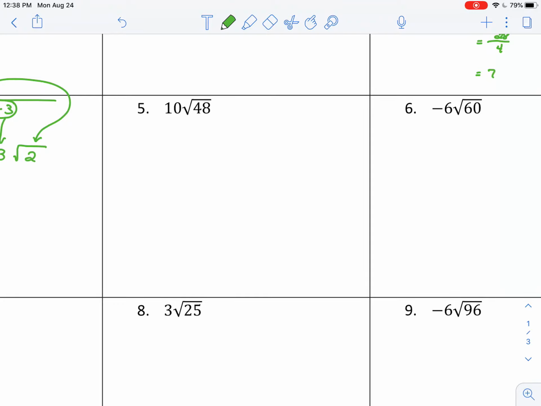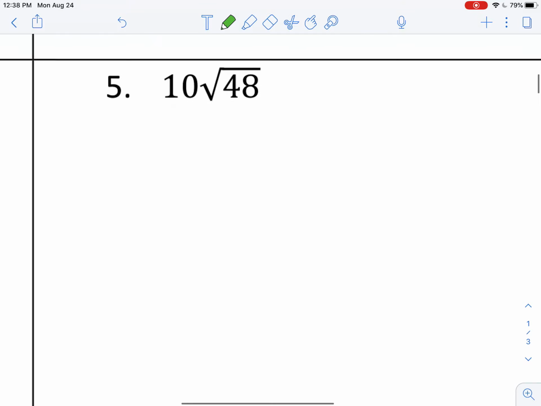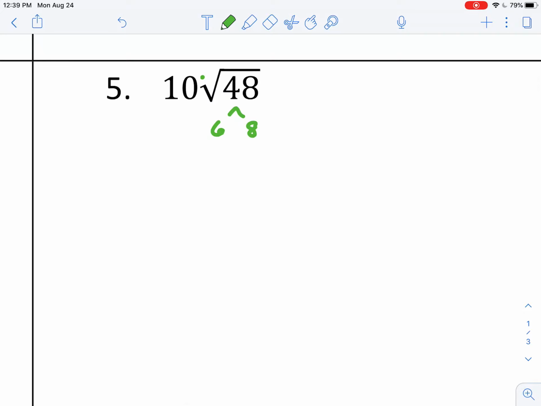We're going to do the same process with number 5. What I want to point out, number 5 is a lot like number 3, where there's this number out front, this coefficient. So it's still going to exist out there, and it's still multiplication. I'm just going to ignore it for a little bit. So I'm going to ask myself, what are some things that multiply to be 48? There are lots of pairs. I'm going to choose 6 times 8.